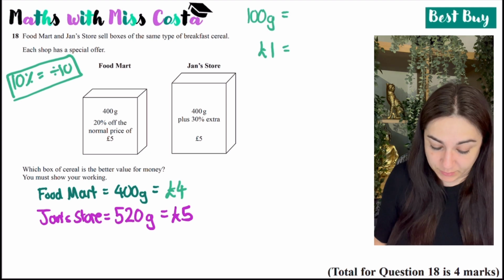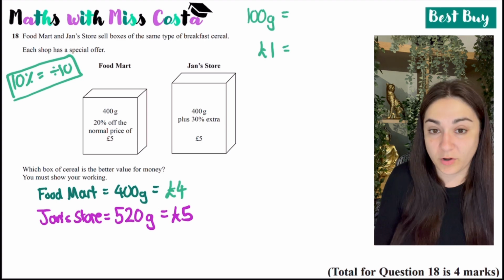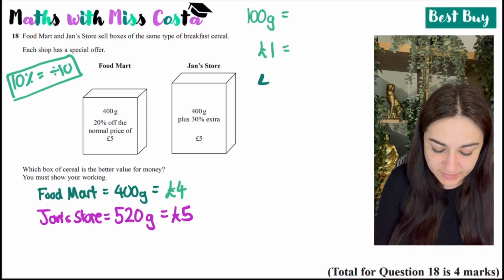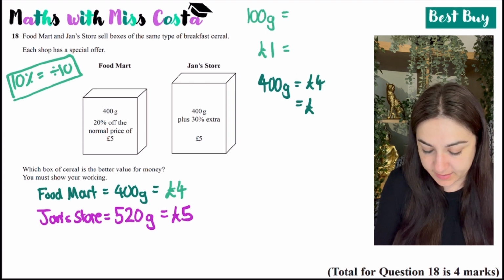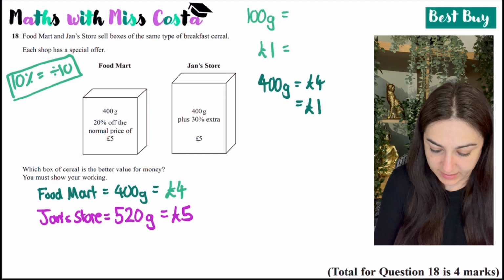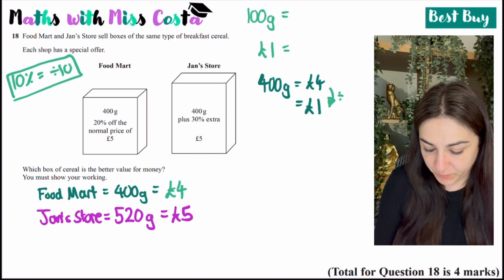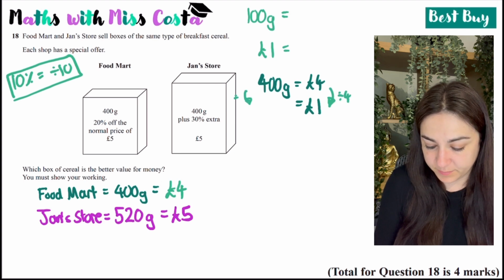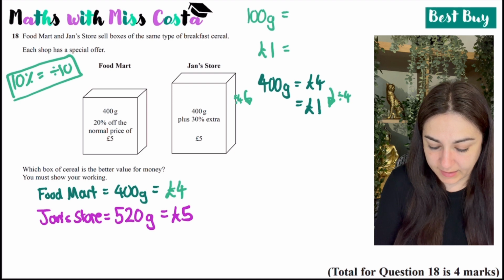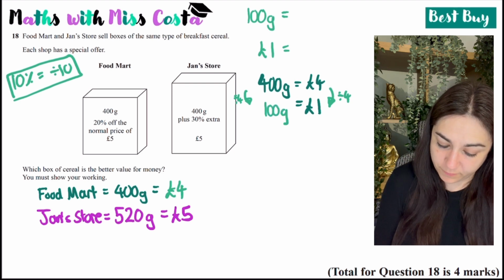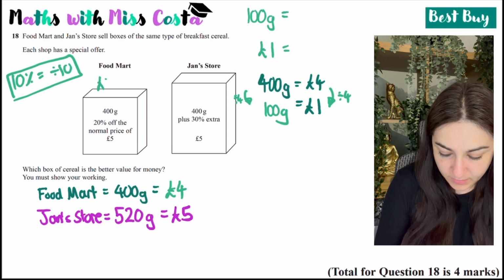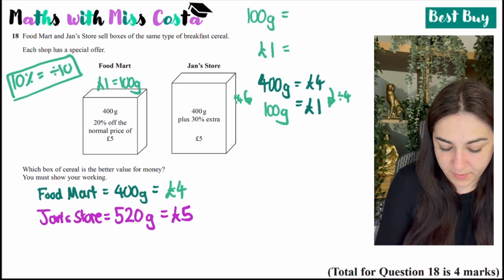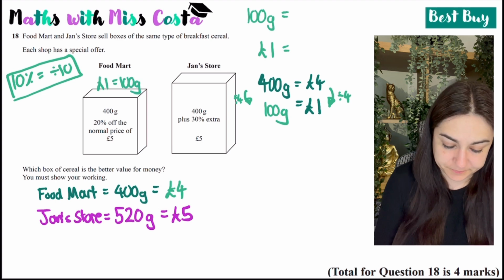But the easiest thing would probably be to work out what the cost per pound is. So in Food Mart, if I know that 400 grams costs £4 and I want to work out what a pound gets me, I'm going to have to divide by 4. So 400 divided by 4 is 100. So I know that at Food Mart, I'm going to spend £1 to get 100 grams.